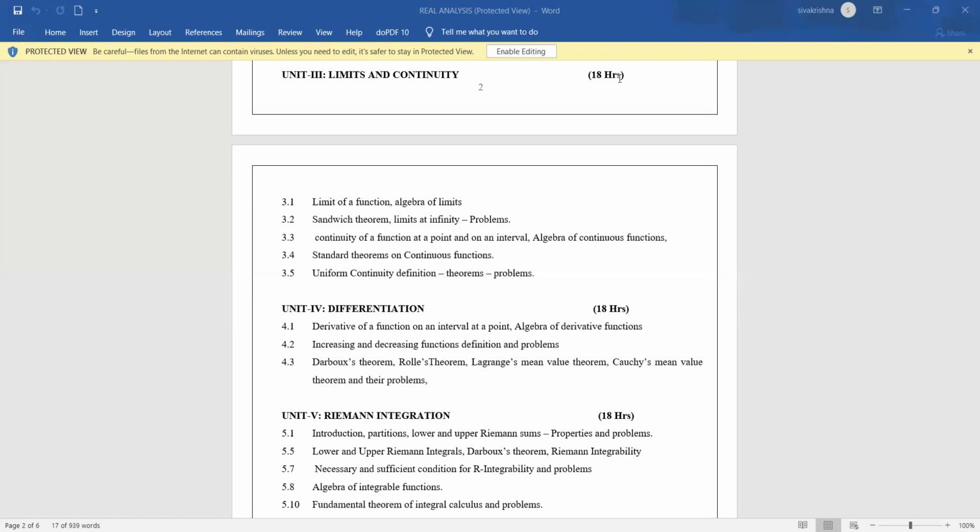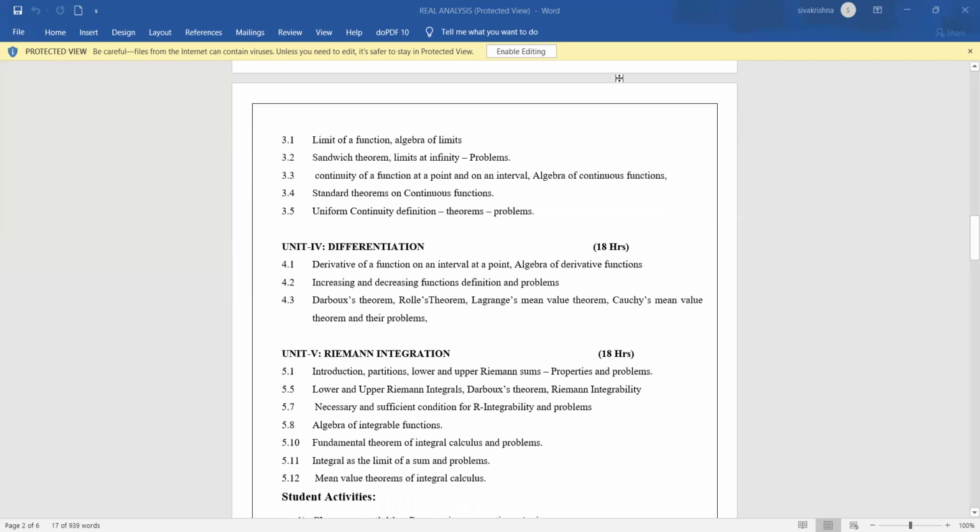We will prove all these theorems. In addition, we will also do problems related to these three theorems. These are very, very important theorems from the examination point of view also. Definitely, one of Rolle's, Lagrange's, and Cauchy's mean value theorems will appear every time in the question paper. So this is about differentiation.